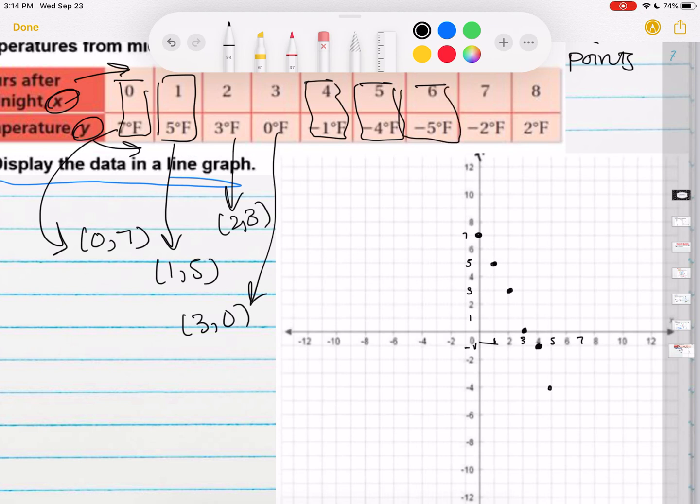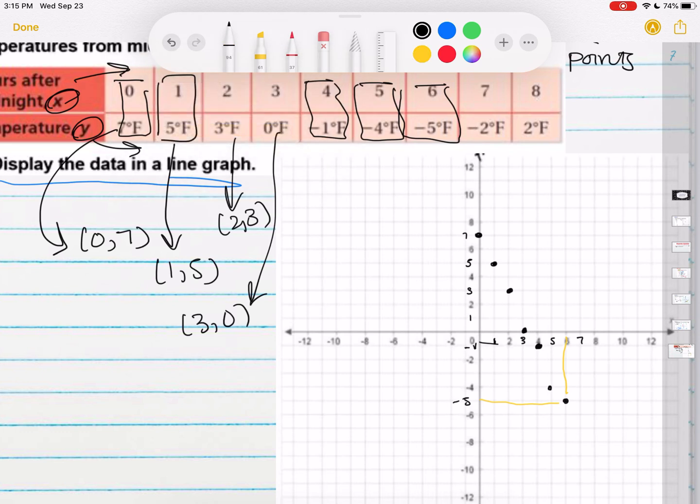Next one, (6, -5), so again I'm going to go to 6. I'm going to go down to -5, which would be right here between -4 and -5. And again, if you need to, when you do these, you can always draw out like this to make sure you're at the right spots. I'm over 6, I'm down 5, right?